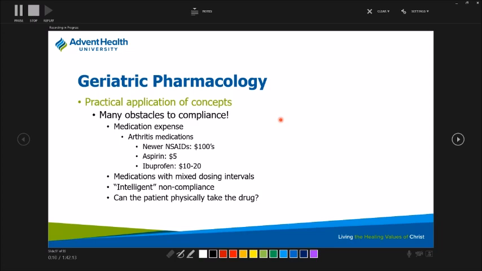And think about things like intelligent non-compliance. What is intelligent non-compliance? They're doing stuff on purpose, but they may not want to tell you about it, right? So they're like, man, I can't really afford all my medications here, so I'm going to go ahead and take a half pill once a day instead of a whole pill twice a day, right? And again, when you ask them about it, what are they going to say? Oh, yeah, I'm taking it just like you told me. So again, ask about that sort of thing.